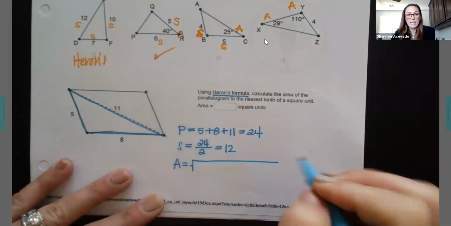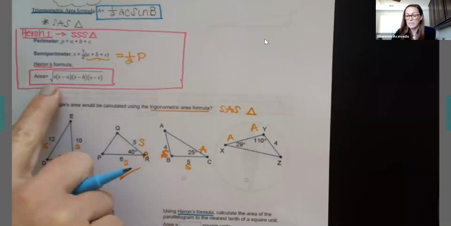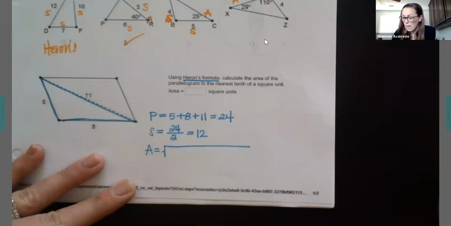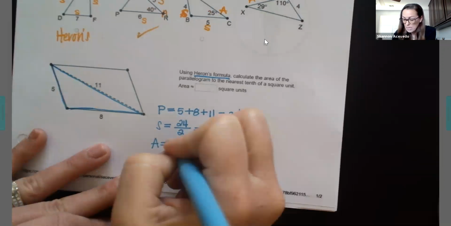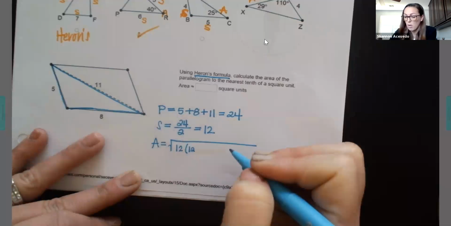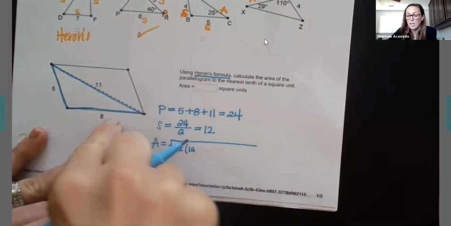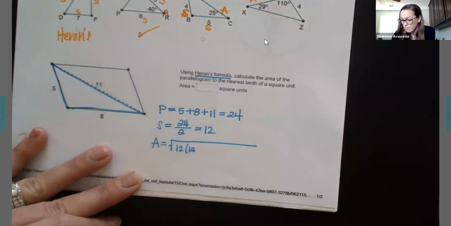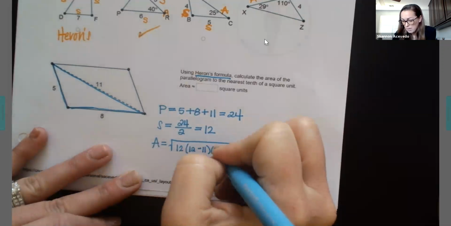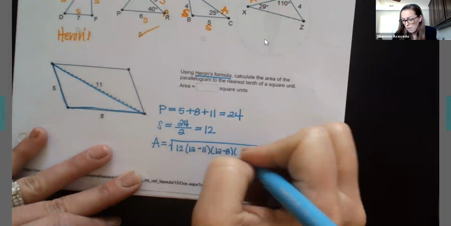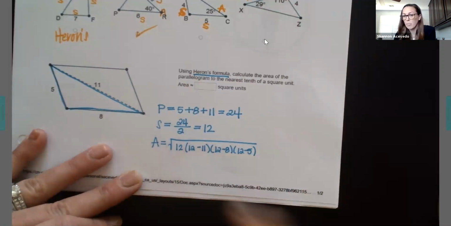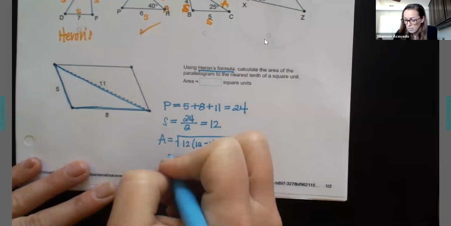Then the area of this triangle is going to be the square root. Now remember, it's S times S minus each one of the sides. So it's going to be my value of S, which is 12, times 12 minus each one of the sides. So it's going to be 12 minus 11, 12 minus 8, 12 minus 5. No, it does not matter which order you put these in. You're going to end up multiplying everything together.